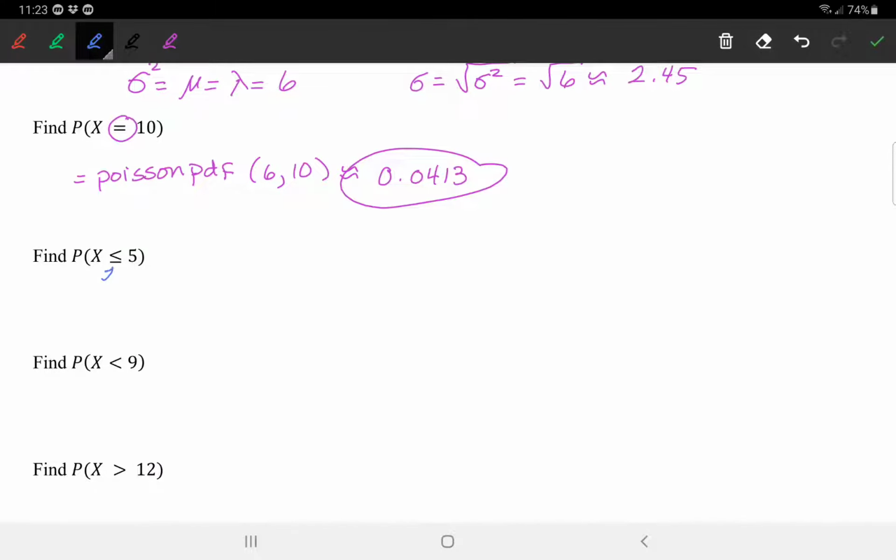In this case, we're looking for the accumulation, the probability that X is less than or equal to 5, that they had received 5 or fewer bad checks in one day. So this time we'll use the cumulative, the Poisson CDF. The parameter is 6. The value of x we're looking for is 5. And when you put this into your calculator, you should get 0.4457.